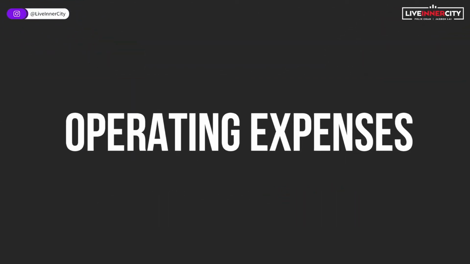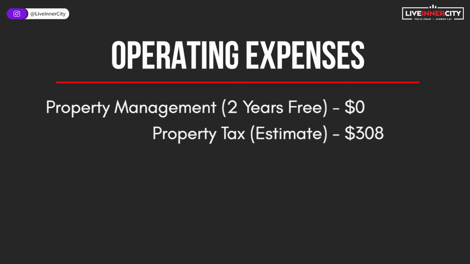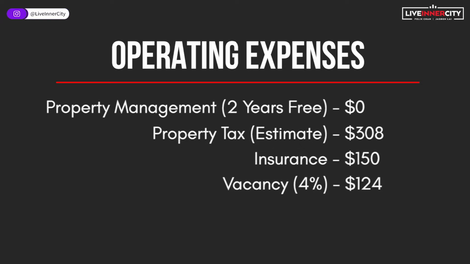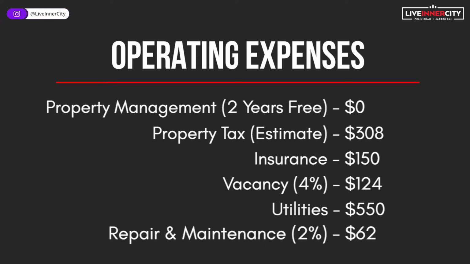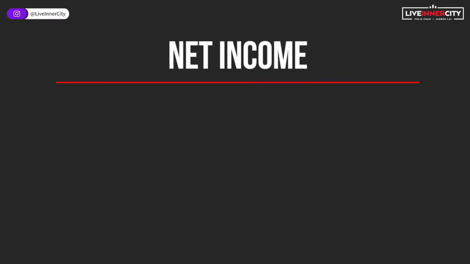Operating expenses. Now, the property management, you will get 2 years of free property management with us. The property taxes estimate to be $308 per month, insurance $150, vacancy rate of 4%, $124, utilities about $550, repairs and maintenance, which is 2% of the gross income at $62. So your total operating expense is $1,194. Net income. So your net operating income is gonna be $1,906.